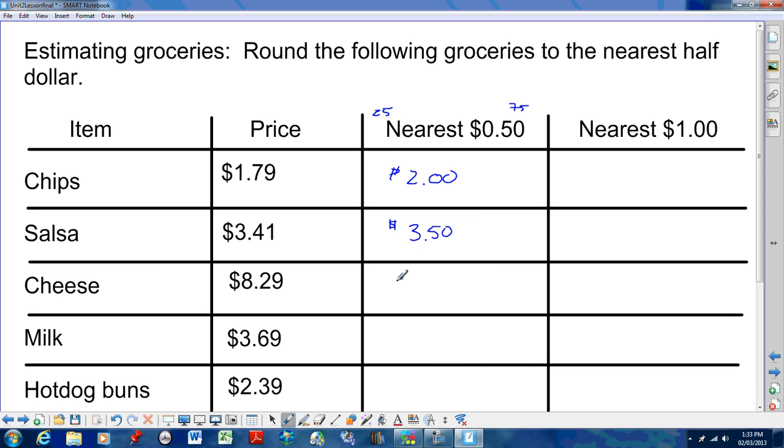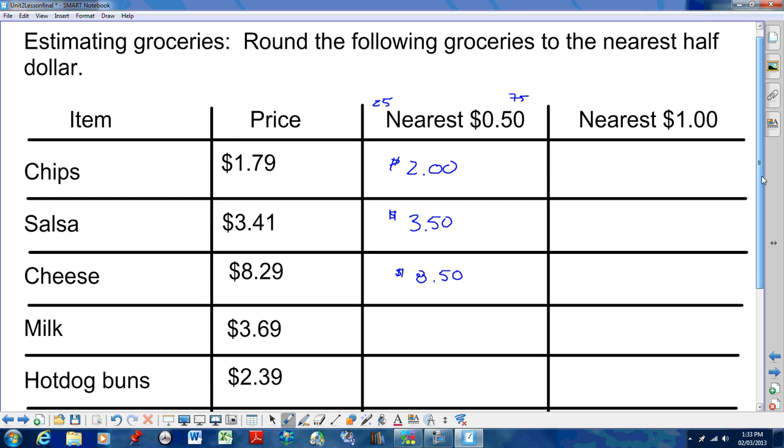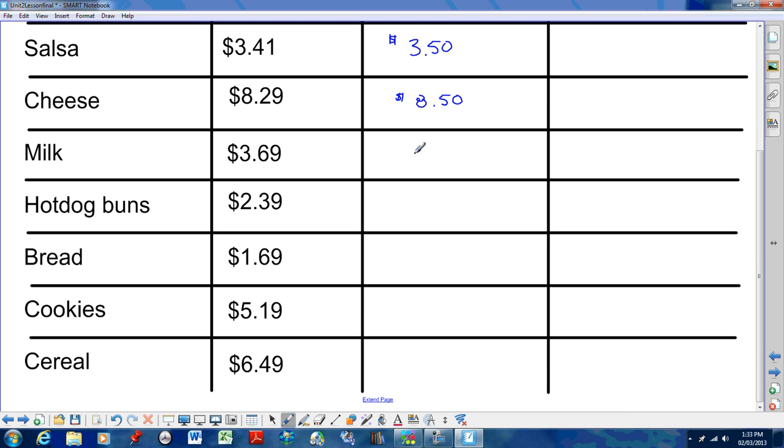8.29, that would round to 8.50. The 3.69, so the milk, would round back to 3.50 because it's less than 75 cents. The 2.39, 39 is closer to 50, so that would become $2.50.